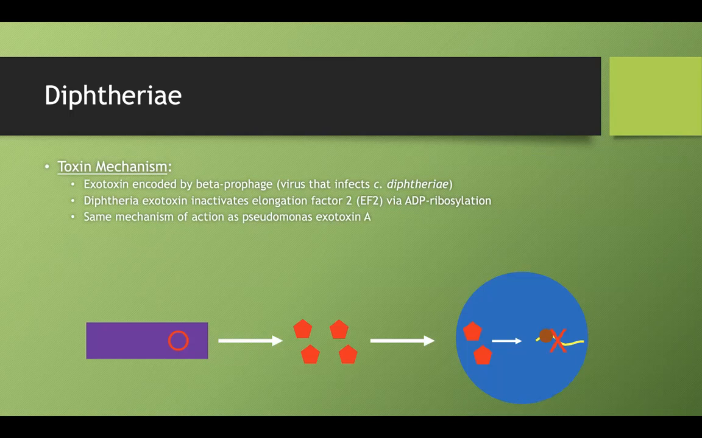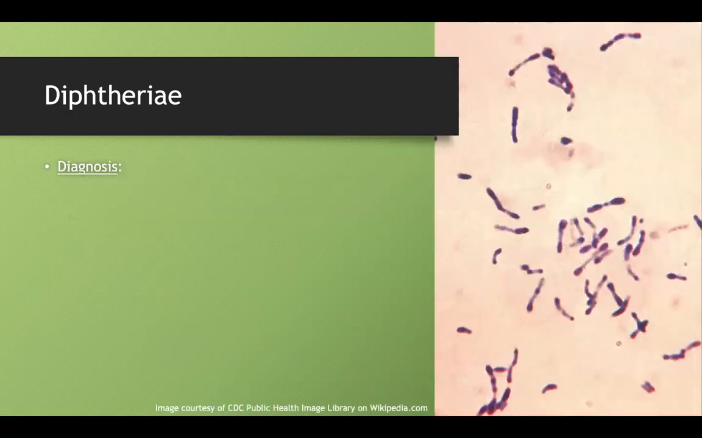And then you'll have to not only know that it's diphtheria, but you'll have to know it has the same mechanism as Pseudomonas. And I don't guarantee it, but highly likely you'll have a question on this specific mechanism. So to diagnose it, you just have to know that they are gram-positive rods. You can see them right here.